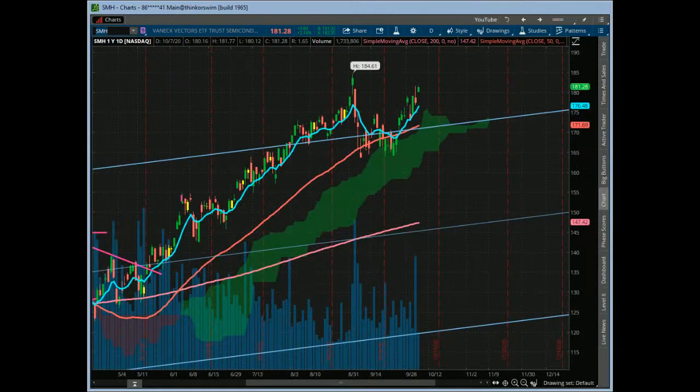Nobody knows, right? So SMH, right? Nice gap up on the semis today, right? We saw some relative strength in some of those names, and ended up closing in yesterday's upper shadow. So let's see if that can continue to push.